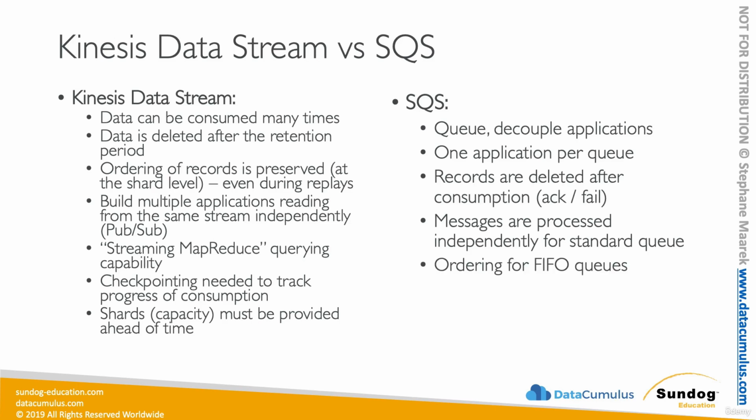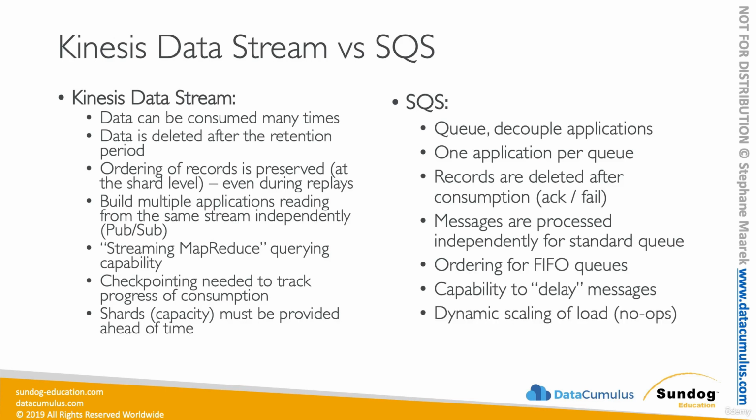But if you want to have ordering, you can have FIFO queues, but these queues will have decreased throughput, remember, up to 3,000 messages per second. You also have the capability to delay messages, and you have a dynamic scaling of load, so it's a no-ops. You don't need to say in advance how many messages you're going to get in SQS versus Kinesis. Finally, remember, Kinesis data stream has a message payload size of maximum 1 megabyte, whereas SQS is 256 kilobytes.